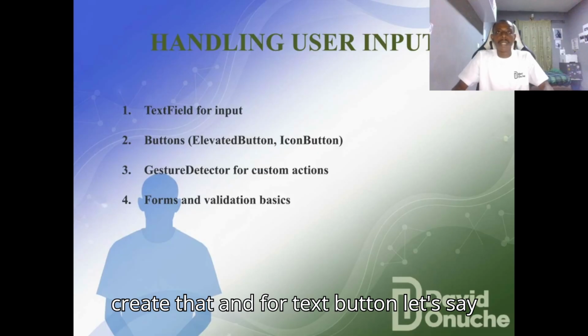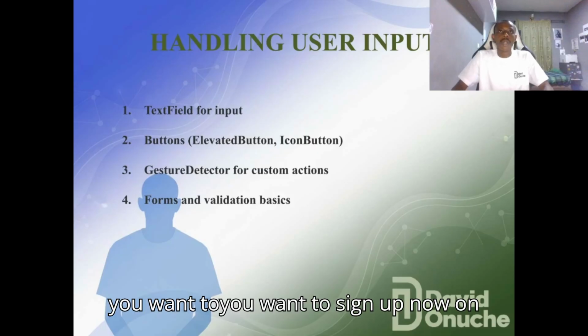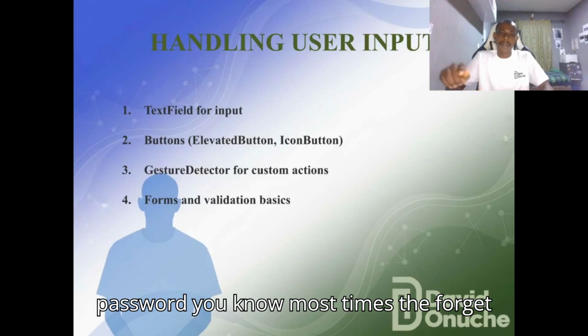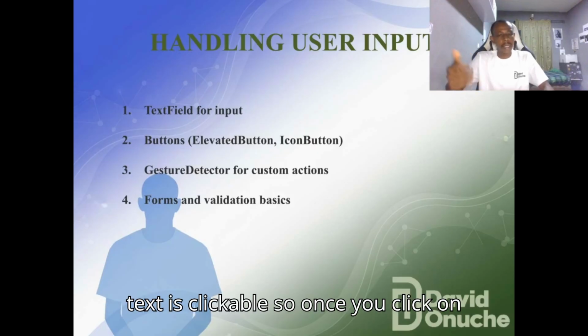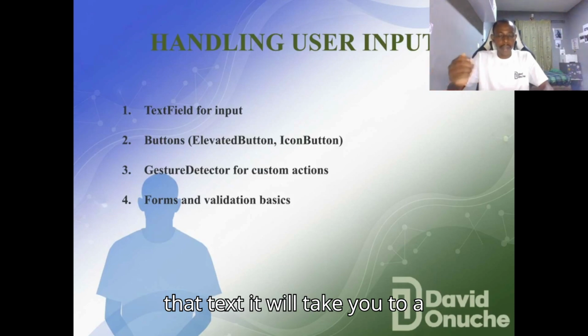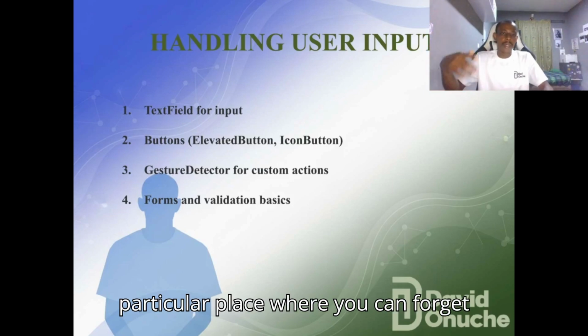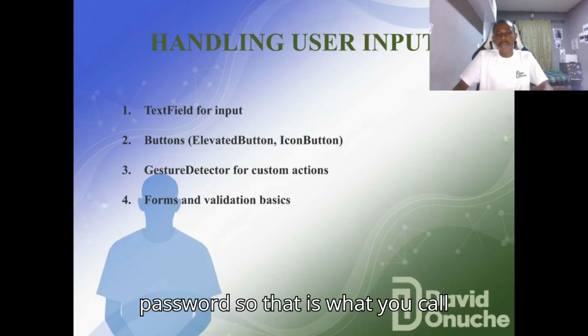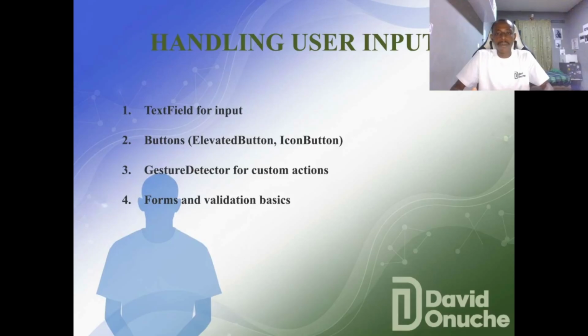And for text button, let's say you want to sign up on your application and they say forget password. Most times the forget password is a text and the text is clickable. So once you click on that text, it will take you to a particular place where you can reset your password and get a new password. So that is what you call text button.